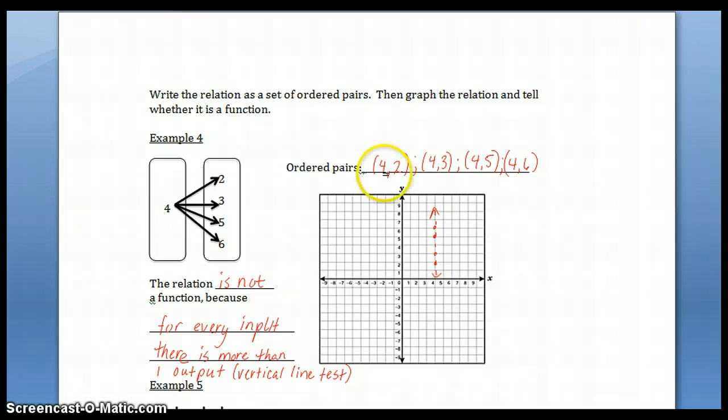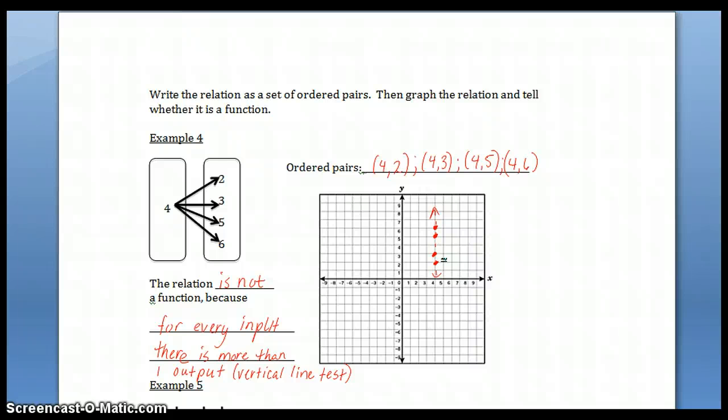Okay, after the ordered pair 4, 2, you had the ordered pair 4, 3, the ordered pair 4, 5, and the ordered pair 4, 6. Once I plot these, I can see that if I do an imaginary vertical line and use the vertical line test, that there is more than one. You can see there's 1, 2, 3, 4 points on that vertical line. Therefore, the relation is not a function because for every input there is more than one output.